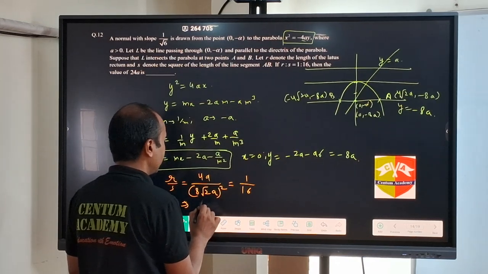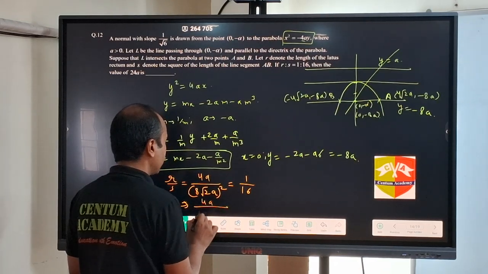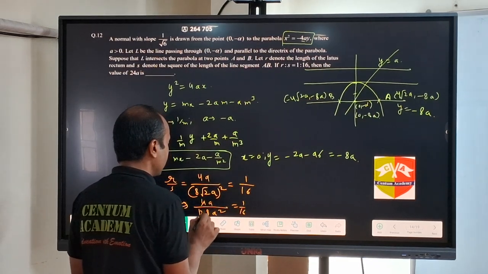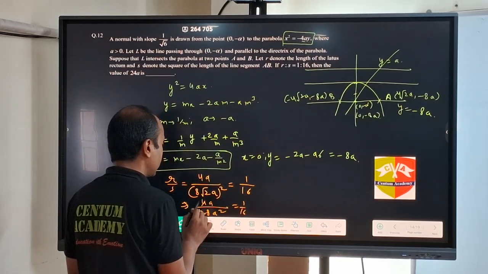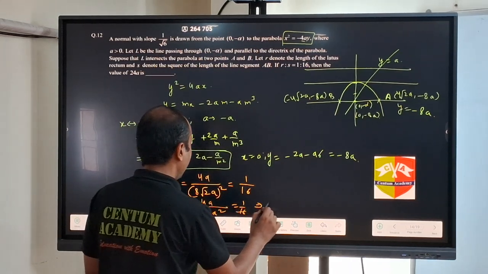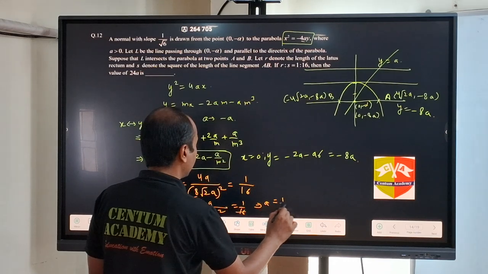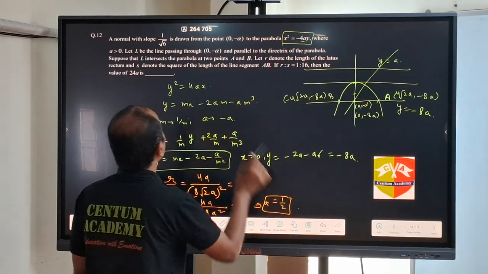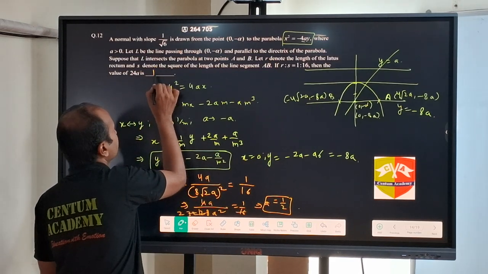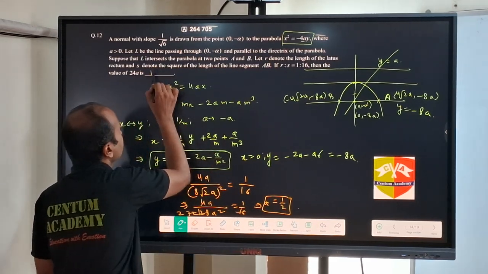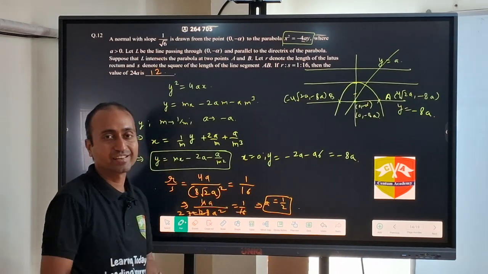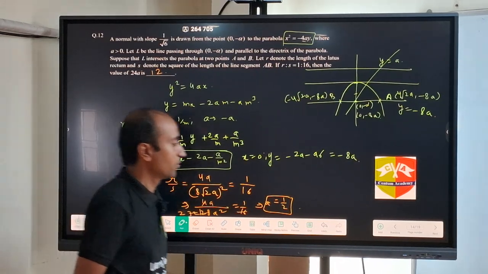So my relation will be 4a divided by 64 into 2, which is 128a square, is equal to 1 by 16. This is how much? 64, 32. This is how much? 2. So my a is equal to half actually. And what they are asking is 12a. So 12 times half will be equal to 12. Wait, 24 times half will be equal to 12. So the answer to question number 12 is 12. All right, moving on.